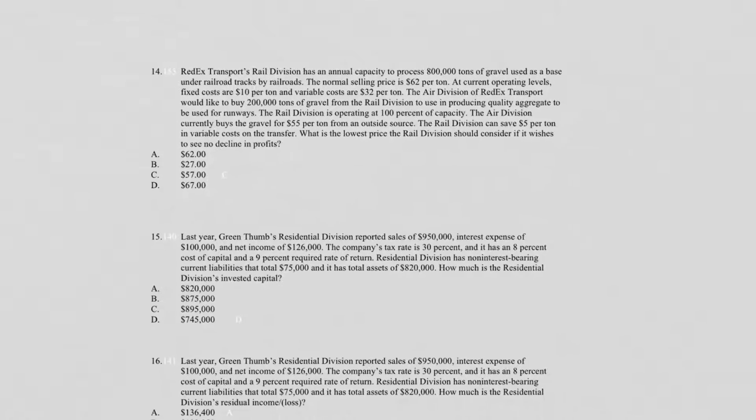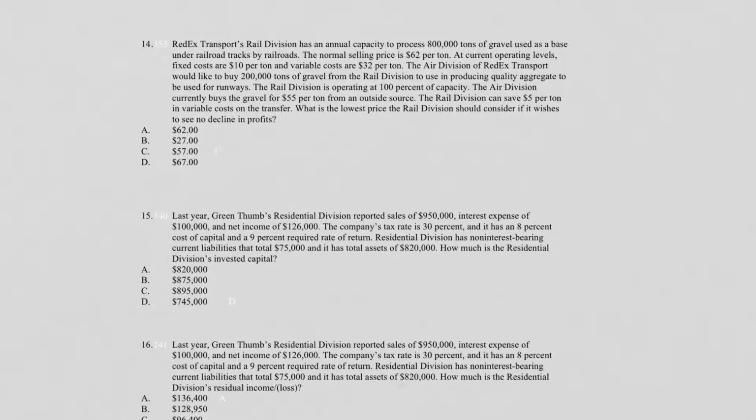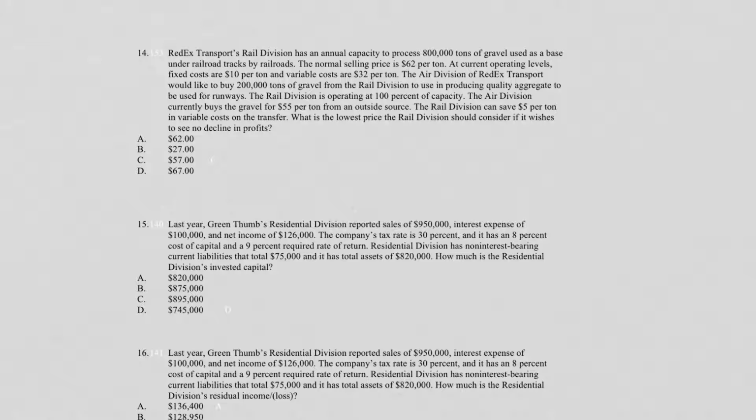All right, let's see. What does this page look like? This page looks like I want to quit. Okay. What's the lowest price the rail division should consider if it wishes to see no decline in profits? All right, I like the flavor of that. We don't want a decline in profits. Let's see what we got.